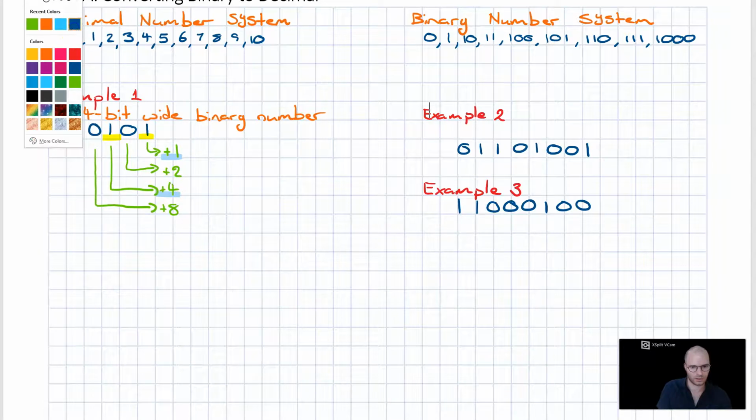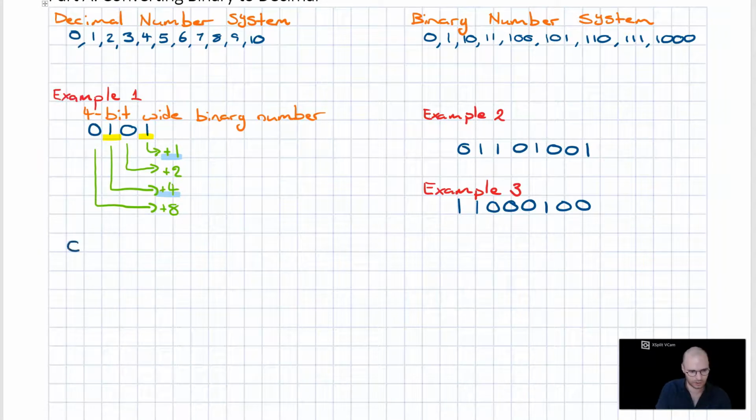Now, to convert, I'm going to write 0, 1, 0, 1, that's base 2. I'm going to write it as 1 plus 4, so the numbers that I've highlighted. And then I'm going to evaluate that, and it's going to be 5. You can put a little 10 there if you want, but you don't have to, it's implied with base 10. So 0101 is equivalent to the decimal number 5.